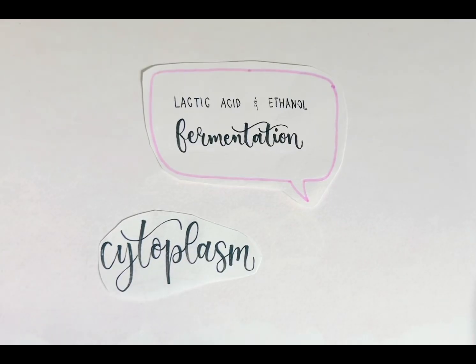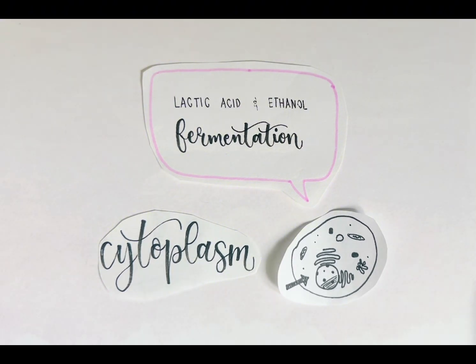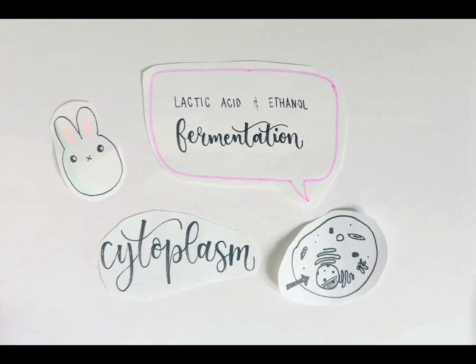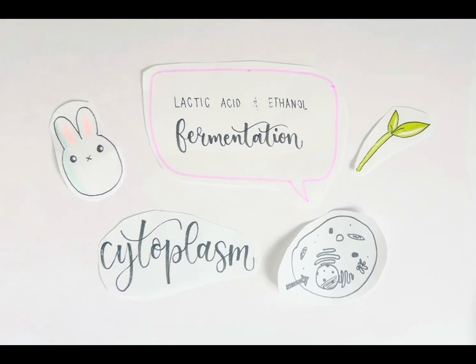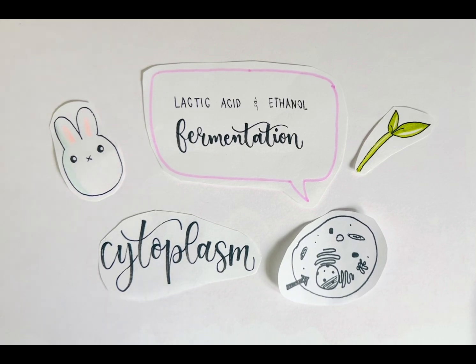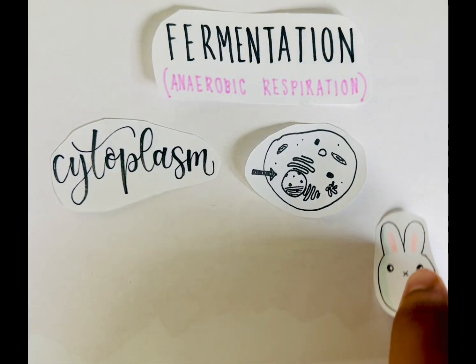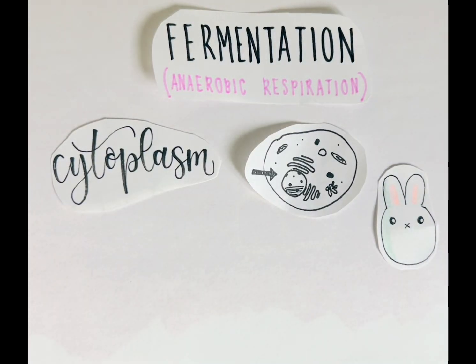Now let's investigate lactic acid and ethanol fermentation, which also takes place in the cytoplasm. Lactic acid takes place in animals, while ethanol usually takes place in yeast and plants. Let's begin with lactic acid fermentation.